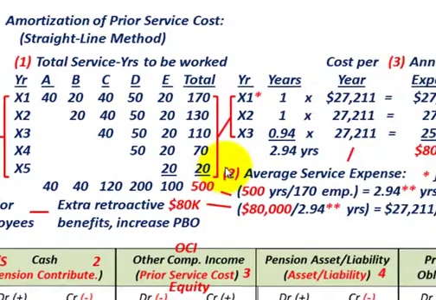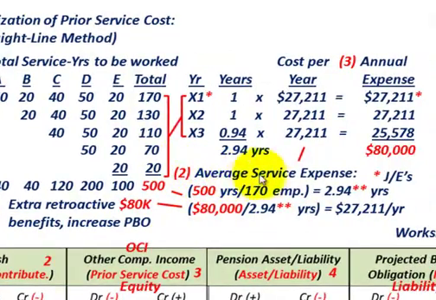So the second thing we have to do is determine the average service expense per year. We know the total service years worked by these 170 employees was that 500 years. Now we have the 170 employees.